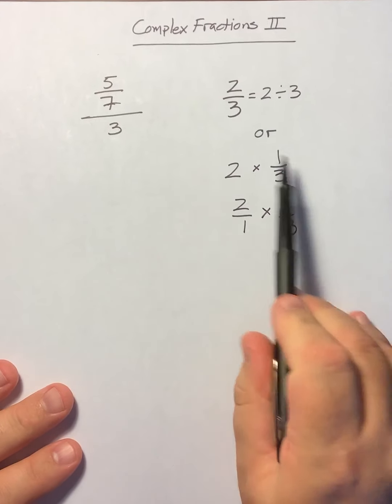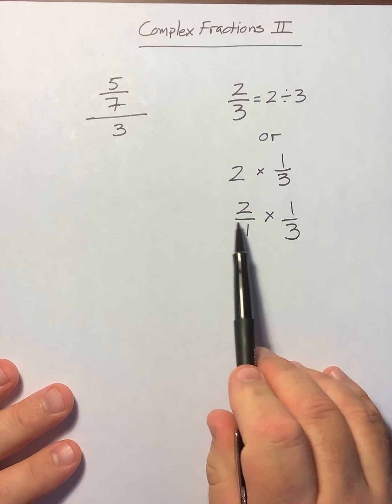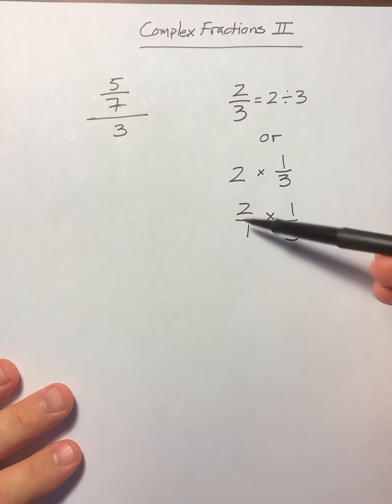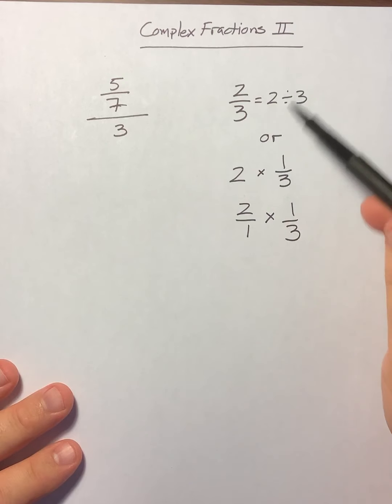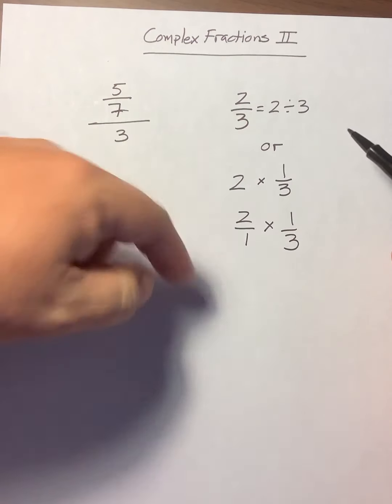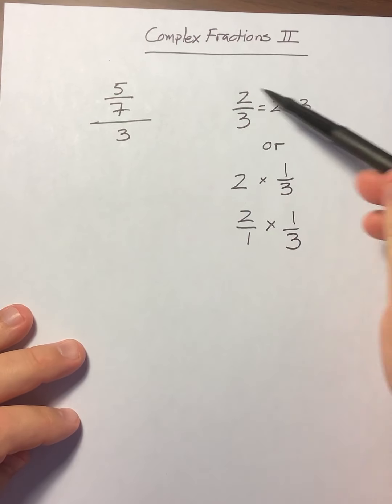Another way to show this is to show 2/1, to show this first number is a fraction, and then you multiply by the second number as a fraction as well. So these are just different representations of the same thing here. All of these things are showing 2/3.